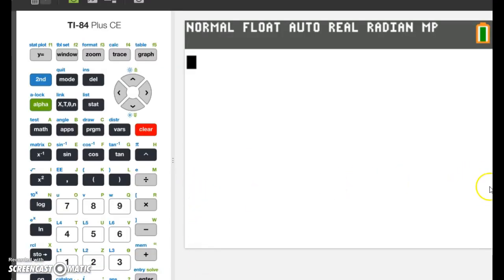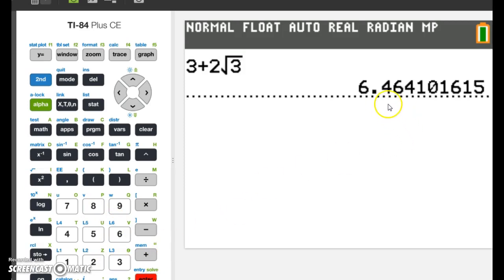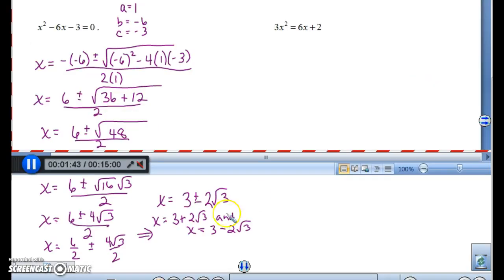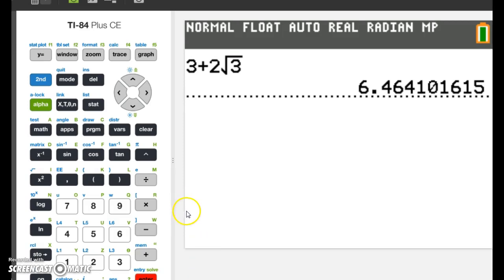If I was going to do 3 plus 2 times the square root of 3, I type 3 plus 2 times the square root of 3 and press enter. And this is your decimal approximation. So 3 plus 2 square root of 3 is approximately 6.464, depending on where you want to round it off. So the decimal approximation would be 6.464 approximately. Say I rounded off to the thousandth.